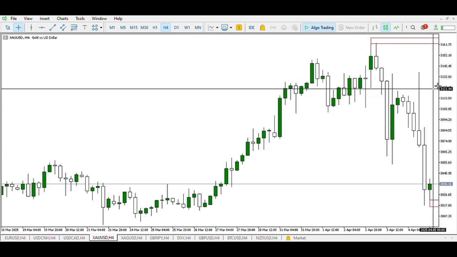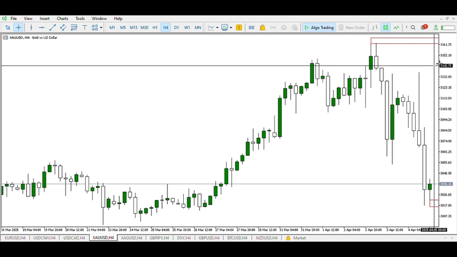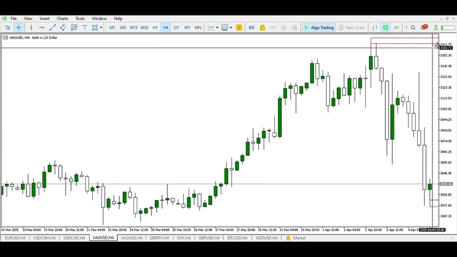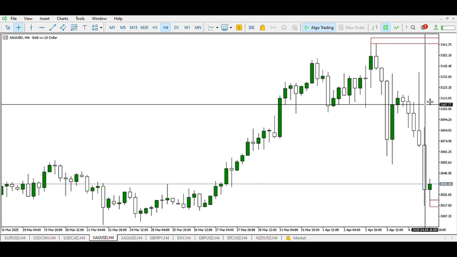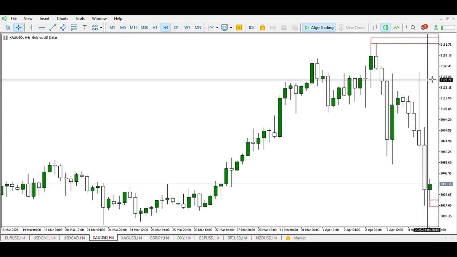So, price could drive further up to take out the high of previous week to continue a sell. These are possible case scenarios to play out.